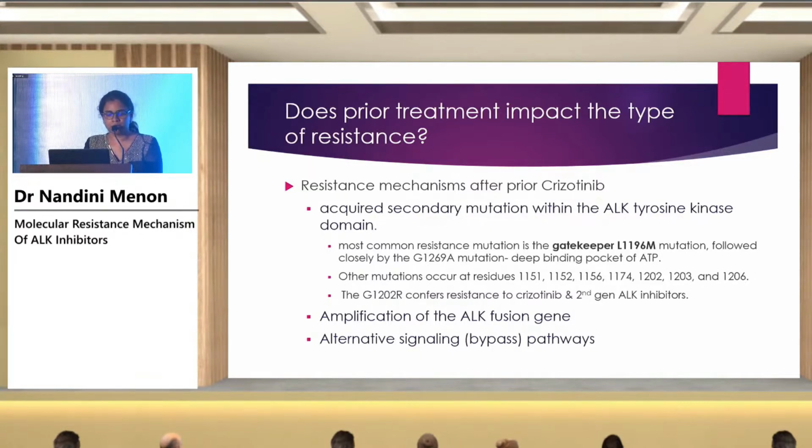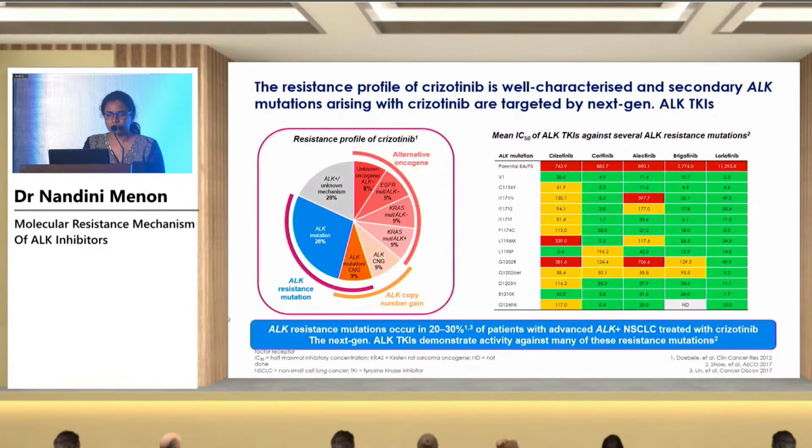There are some other pathways. One is amplification of the ALK fusion gene. This is a rarer type of resistance mechanism, but it can be seen in patients who have received prior crizotinib, and again, alternative pathway activation. Approximately one third of patients who have received crizotinib get ALK resistant mutations in the tyrosine kinase domain. And the alternative oncogenes, that is the alternative pathways, account for approximately another third. And about 18% get ALK copy number gains because of the amplification of the gene.